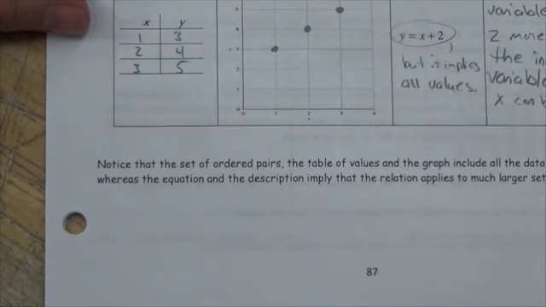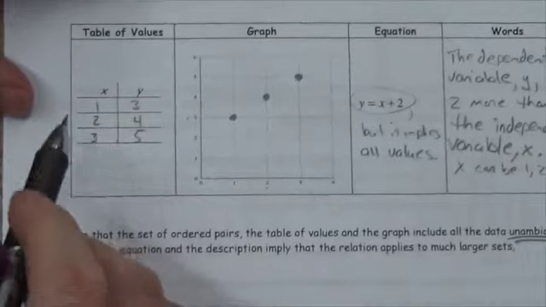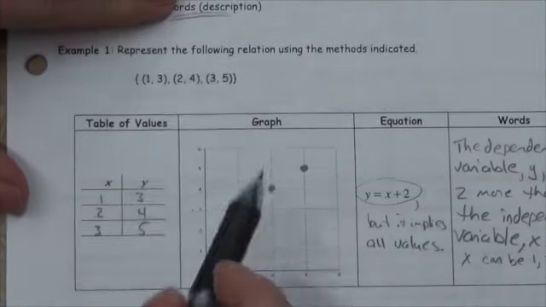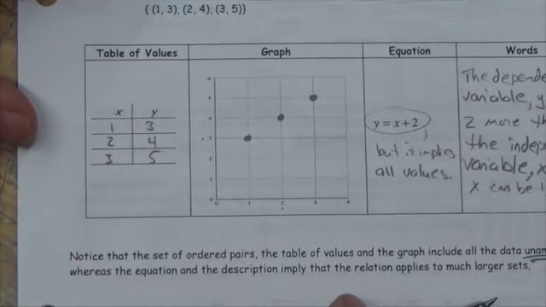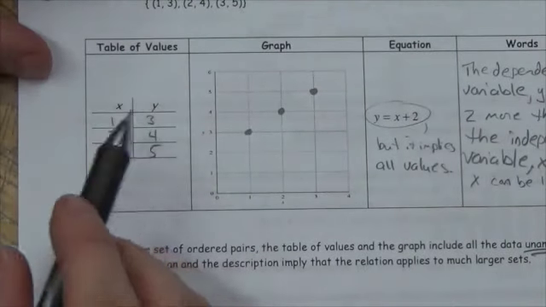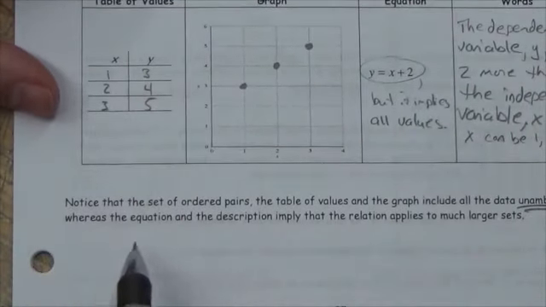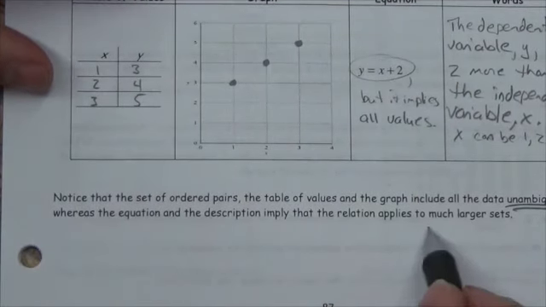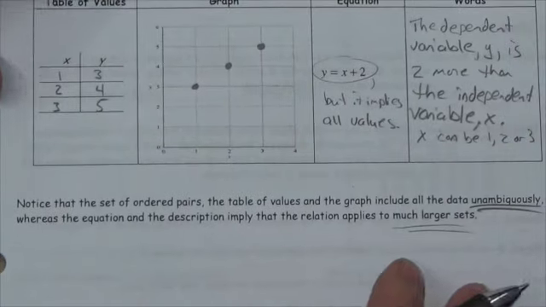Notice that the set of ordered pairs, the table of values, and the graph include the data unambiguously. That's exactly right. I see exactly what those are supposed to be. There's no ambiguity here. It's very clear. Those are my 3 points. Whereas the equation and the description may imply the relation applies to much larger sets. This is what we're trying to get at here.